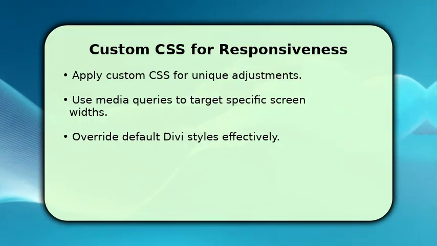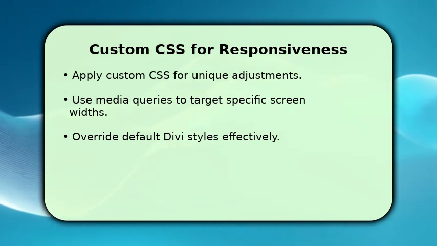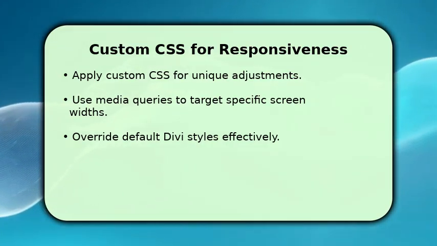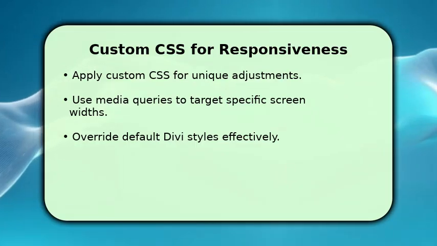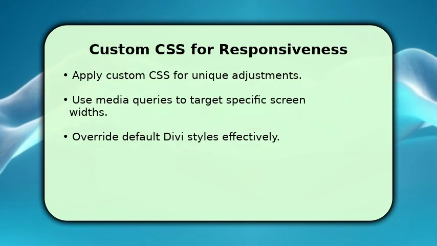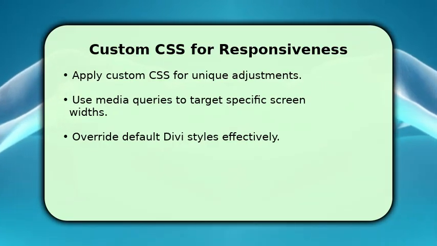While Divi's built-in options are robust, sometimes you need more granular control. This is where custom CSS comes in handy. You can add custom CSS directly in the Divi theme options or within individual module settings. Utilize media queries to apply styles only when the screen width falls within a certain range, for example, below 768 pixels. This allows for highly specific design tweaks.